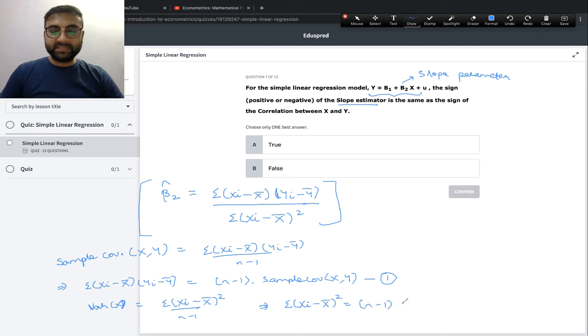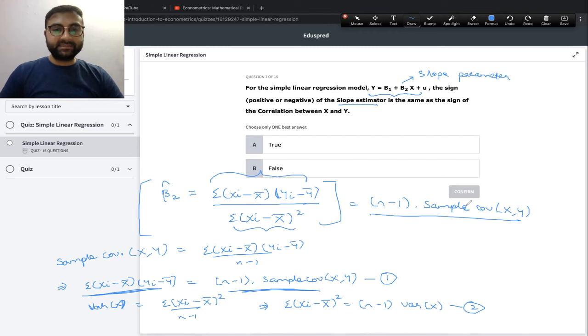Right? Now see, what do we get from equation number 1? This expression is equal to this, and this is the numerator that we have over here. So instead of this numerator, I can actually write n minus 1 multiplied by sample covariance between x and y divided by, I can replace this expression, like take a look at equation number 2. So summation of xi minus x bar whole square can be written as n minus 1 variance of x. So over here, I can write n minus 1 variance of x. This and this get cancelled. So that means beta 2 hat can also be written as sample covariance between x and y divided by variance of x. Okay, so this is one more formula that you should keep in mind.